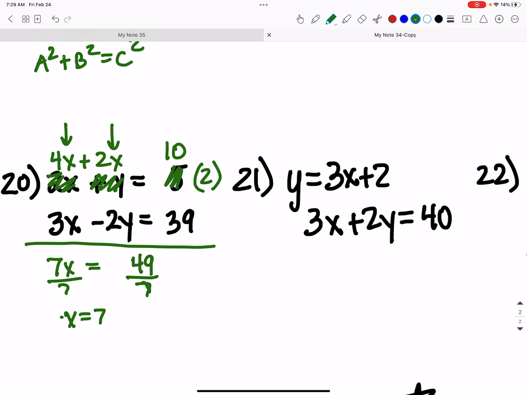Can you plug this back into here, right? Because x is 7. So 3 times 7 minus 2y is 39. Can you figure out what y is after that?